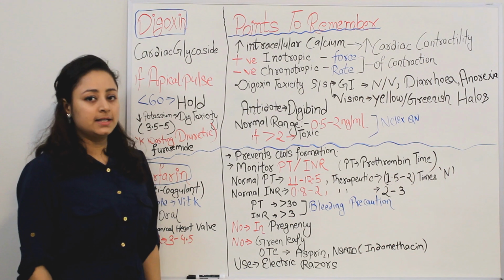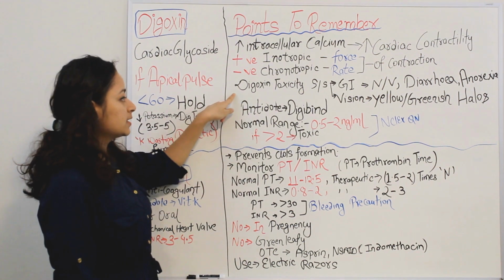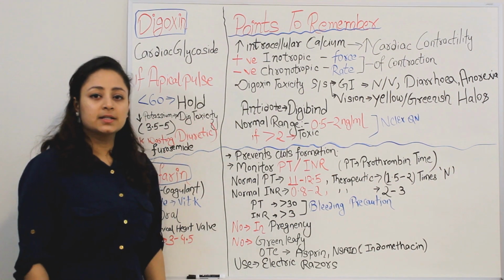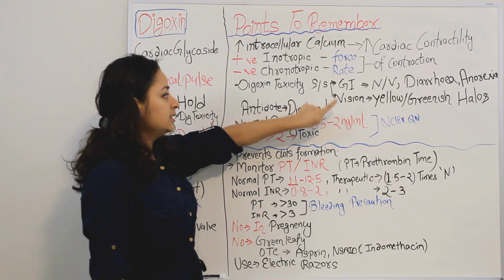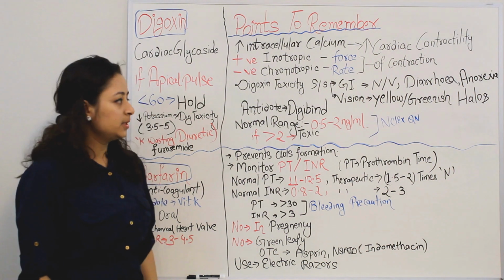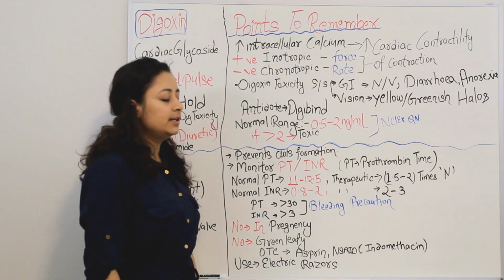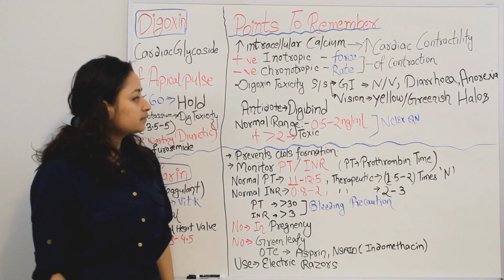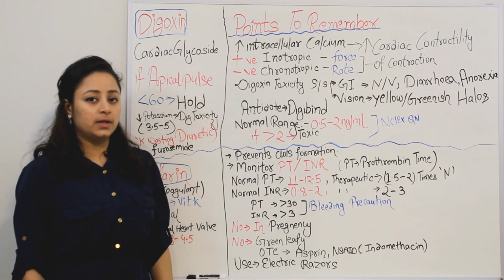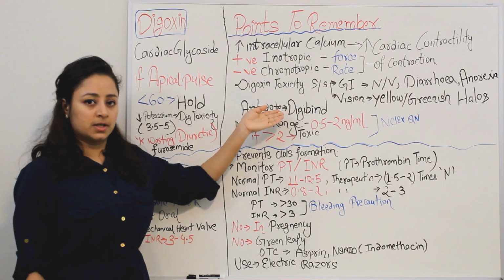And the third one is sign and symptom of digoxin toxicity, which mainly affects GI or the gastrointestinal system and the vision. In GI, remember nausea, vomiting, diarrhea and anorexia, and in vision we have yellowish or greenish halos. So there are other signs and symptoms as well, but these are the major ones.